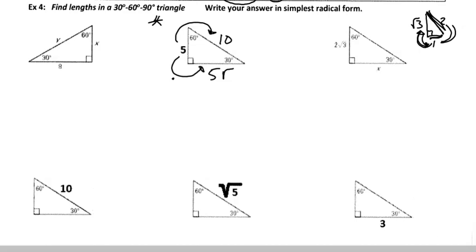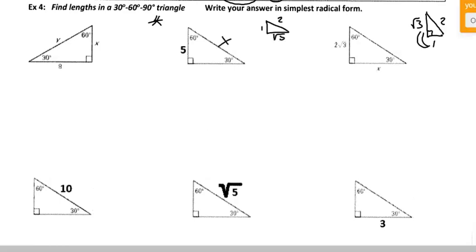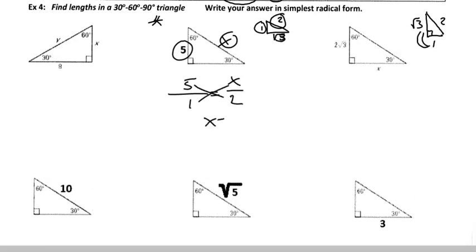Now let me show you how you would do this if you were doing similar right triangles. So let's just set this up. 1, 2, rad 3. Let's say we were solving for that. Okay, so all you have to do, that's a 3. 5 is to 1 as x is to 2, and then you'd cross multiply, you'd get x equals 10.